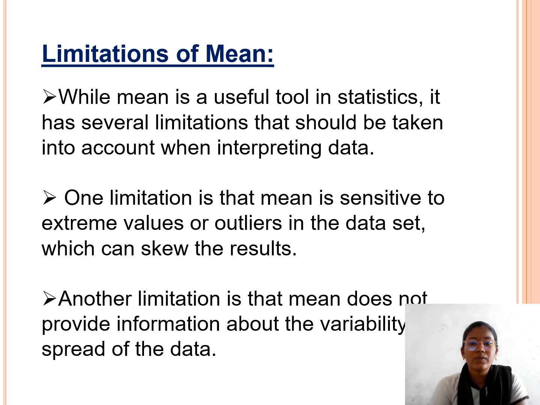Limitations of mean. While mean is a useful tool in statistics, it has several limitations that should be taken into account when interpreting data. One limitation is that mean is sensitive to extreme values or outliers in the dataset, which can skew the results. Another limitation is that the mean doesn't provide information about the variability or spread of data.